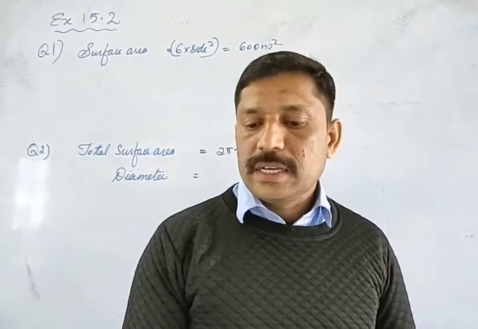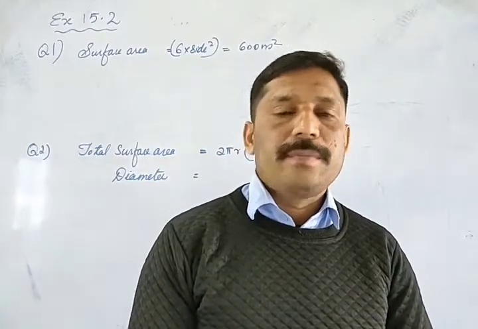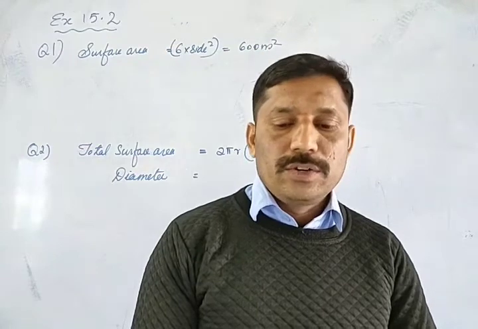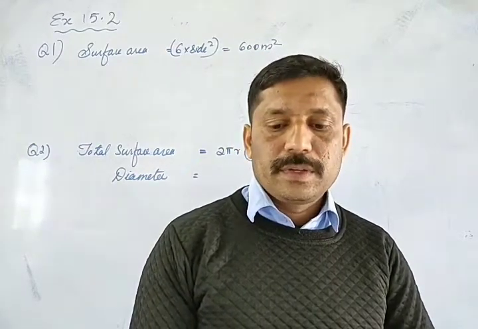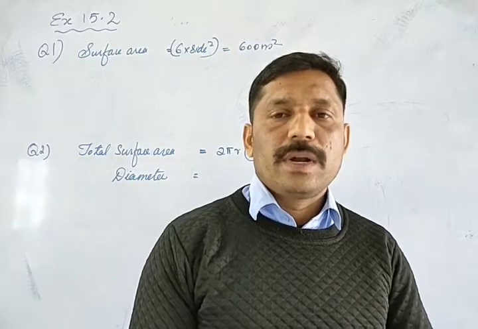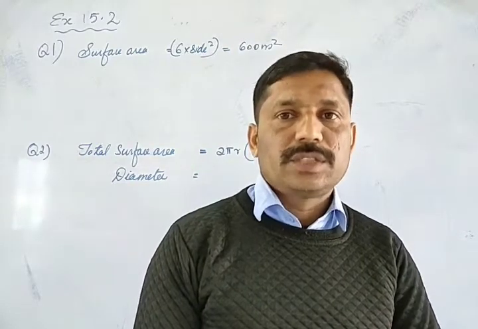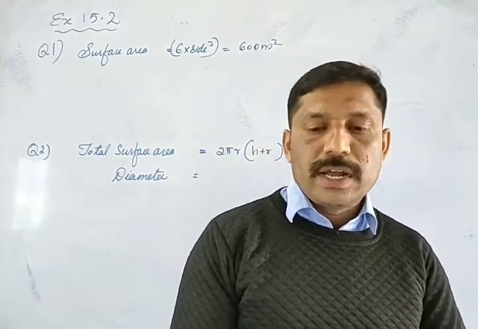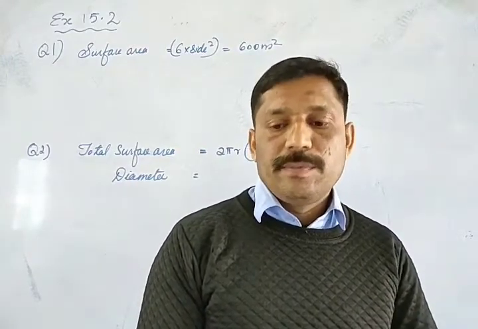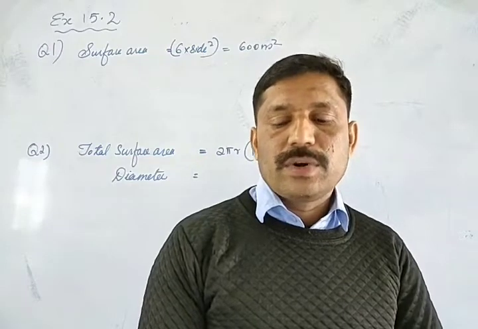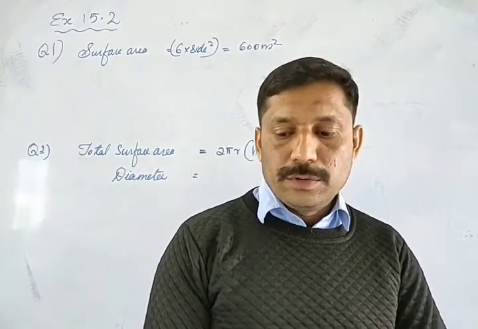A cube has a surface area of 600 meters square. One cube, its surface area is given as 600 meters square. You know the cube surface area formula: 6 into side square. There are 6 faces, and the area of one side is side square, so we multiply by 6. The surface area of a cube is 6 side square.